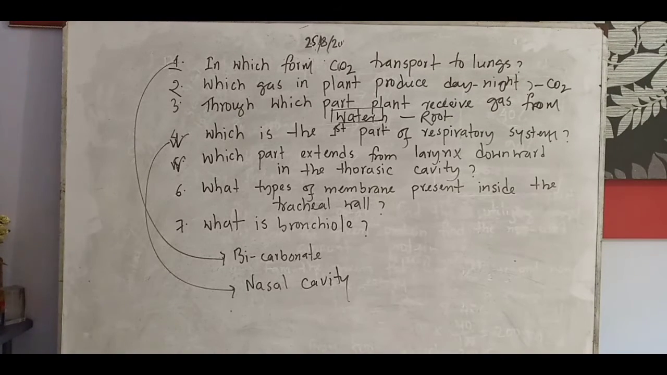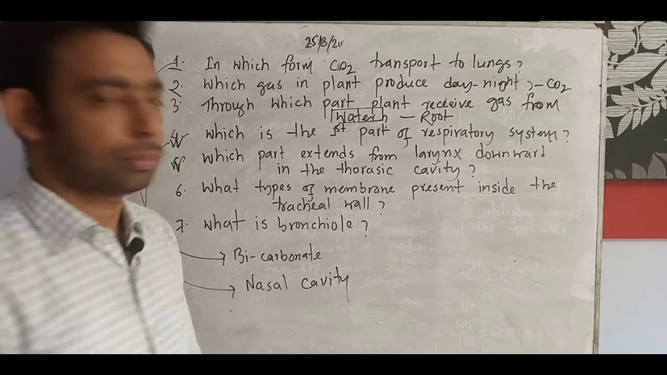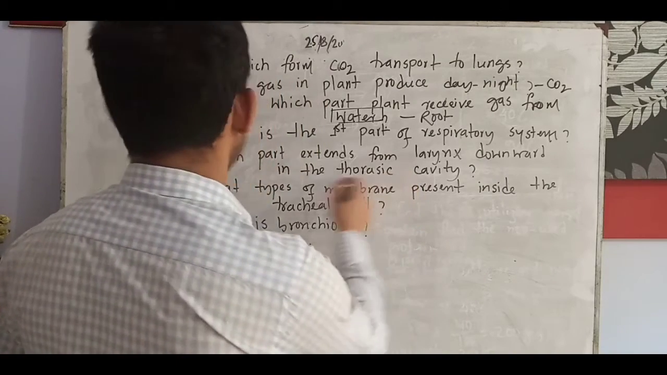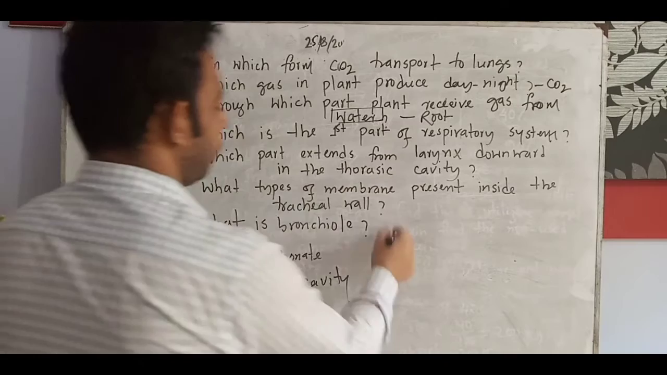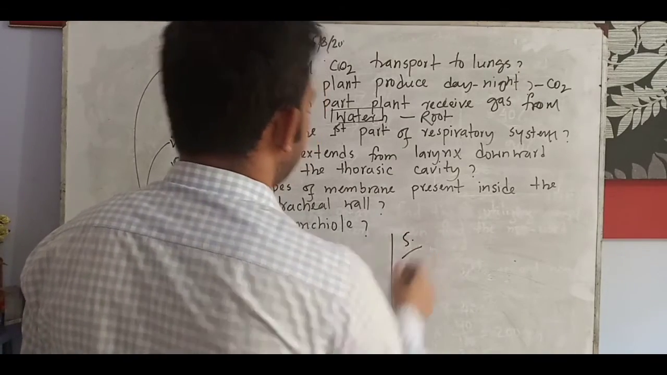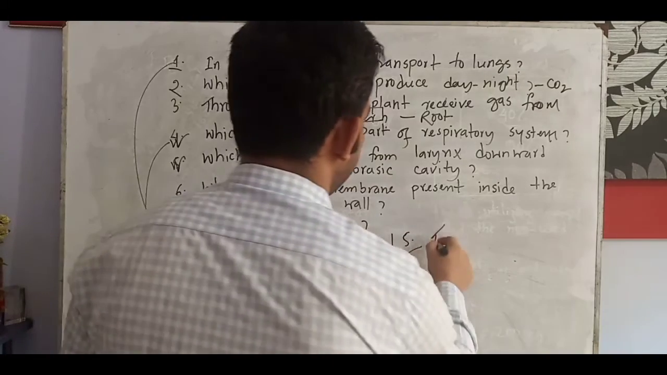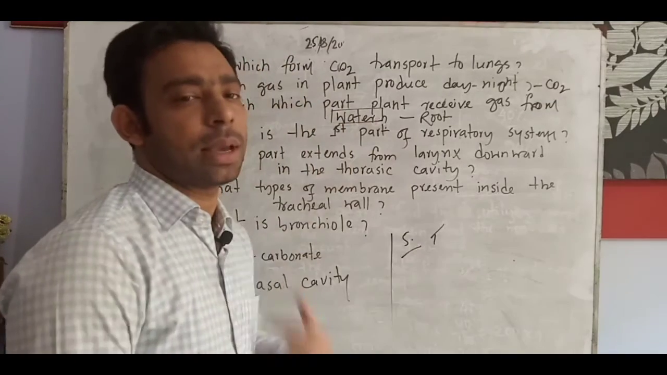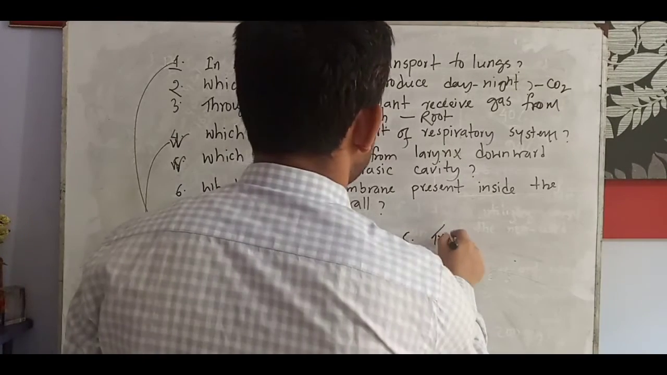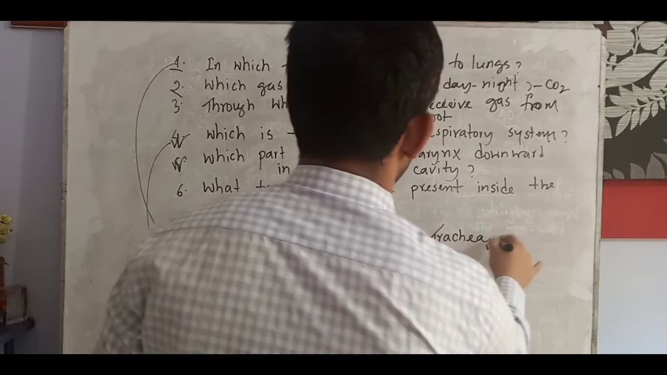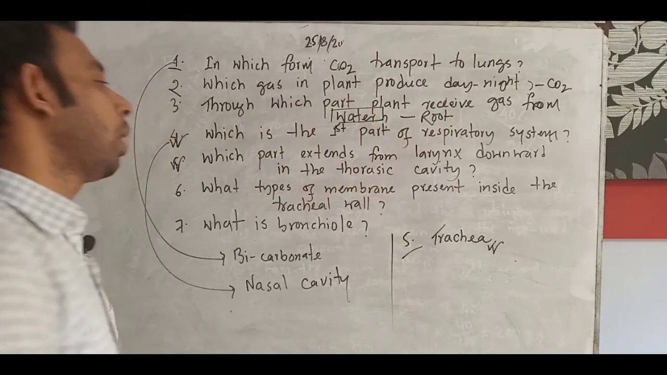Larynx downward in the thoracic cavity. Can anyone answer? Question number 5: larynx downward to thoracic cavity. Trachea, simple. Trachea is the answer. Trachea is the common answer for them.